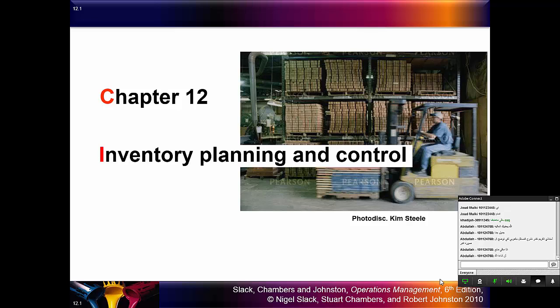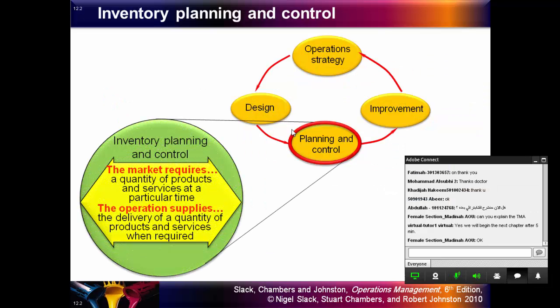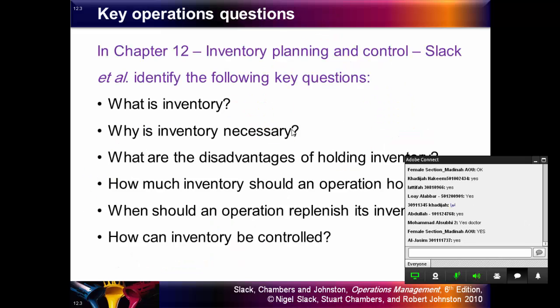Today we will discuss Chapter 12, which is related to inventory planning and control. First of all, we need to know exactly what the meaning of inventory is. We will answer the following questions in this chapter. We will answer the question of what inventory is, so we'll define inventory. And we will see why inventory is necessary in operations.